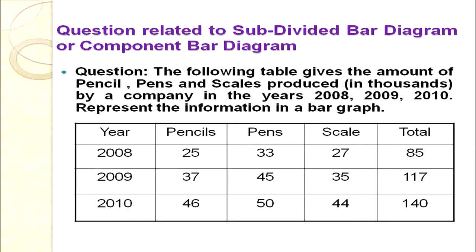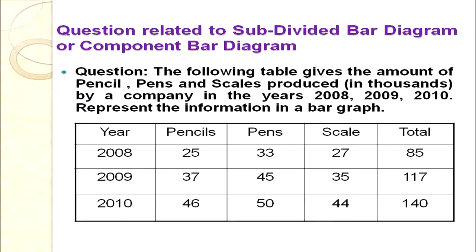So, here I am reading the question for you. The following table gives the amount of pencils, pens and scales produced by a company in the years. Represent the information in a bar chart. The question is not telling us whether I should draw a multiple bar diagram or a subdivided bar diagram. Now, as a student, how did I identify that I have to draw a component bar diagram? Because the total is given.